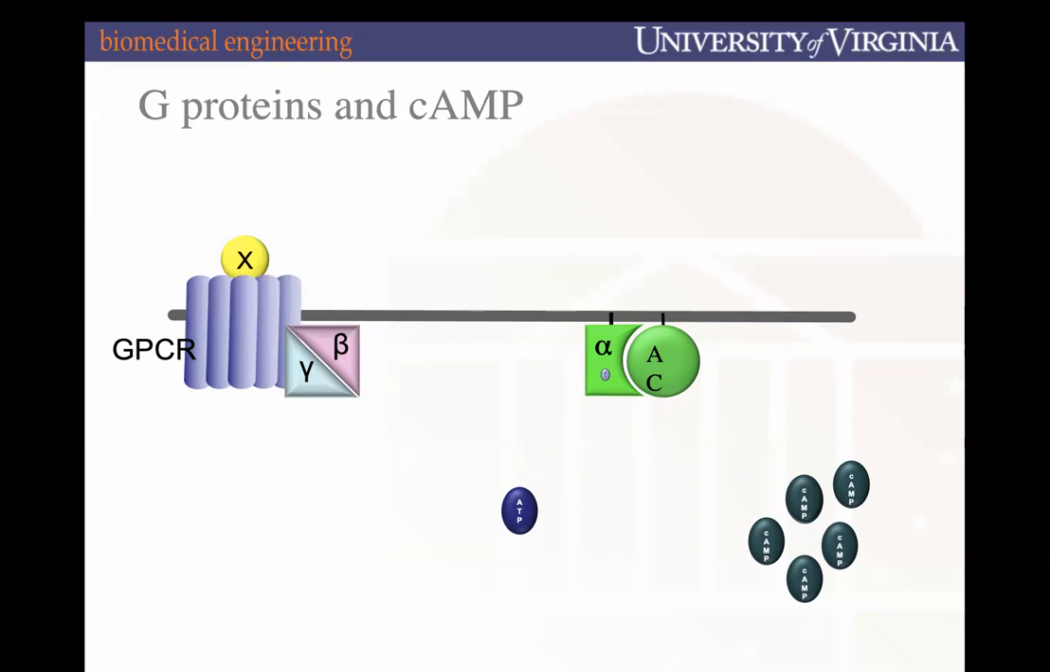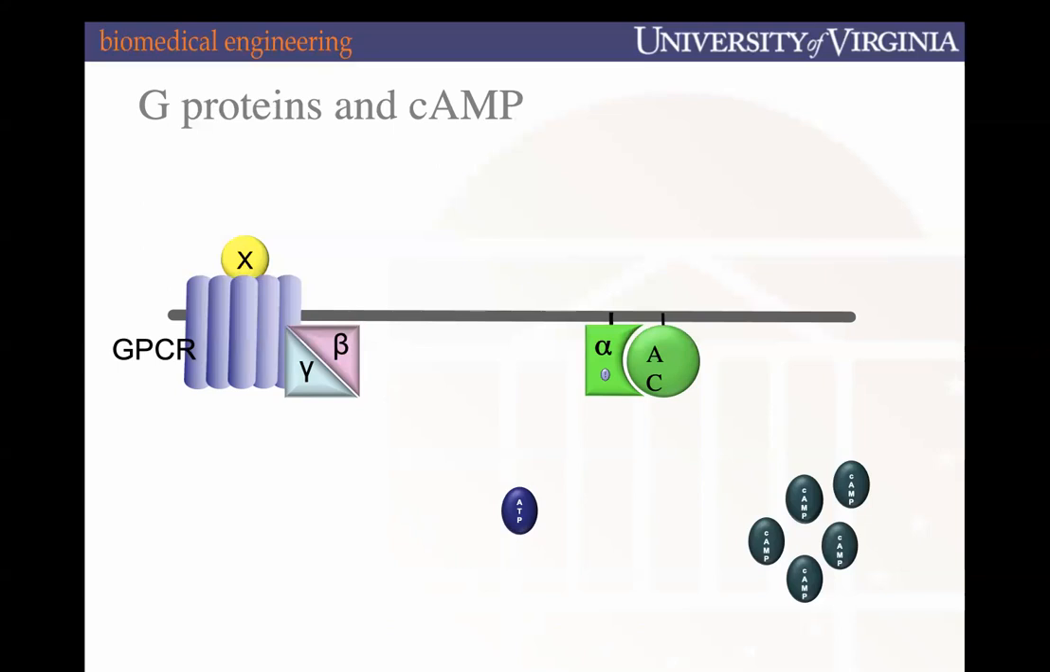And an easy way to remember what's acting on what: G proteins act on GTP. Adenylyl cyclase, the A in front denotes that it works on the adenosine, instead of guanyl. So we have adenylyl cyclase acting on ATP to create cyclic AMP.